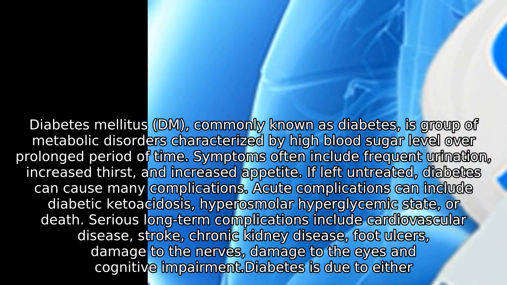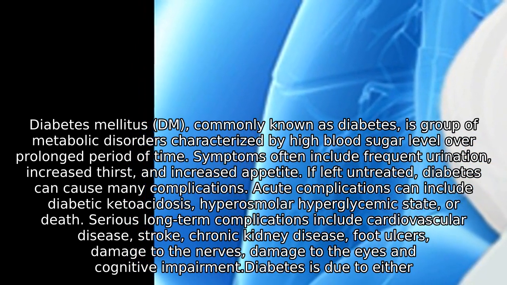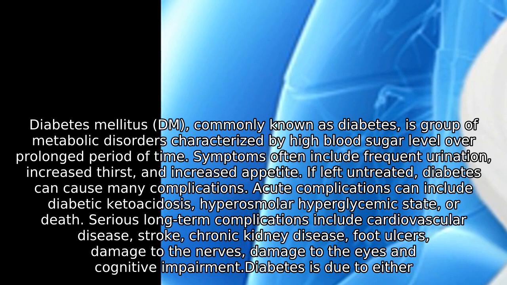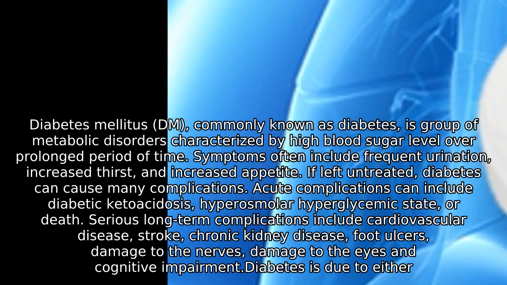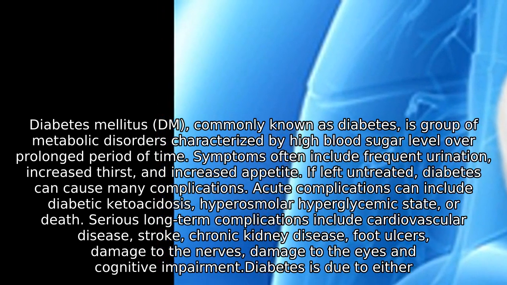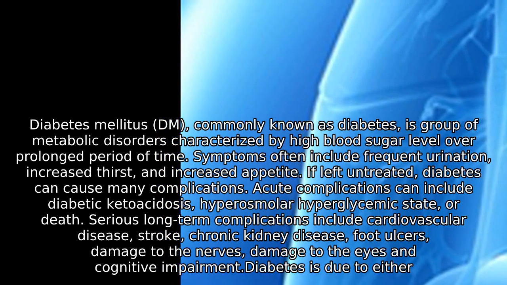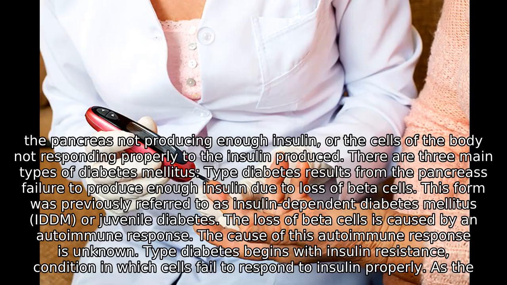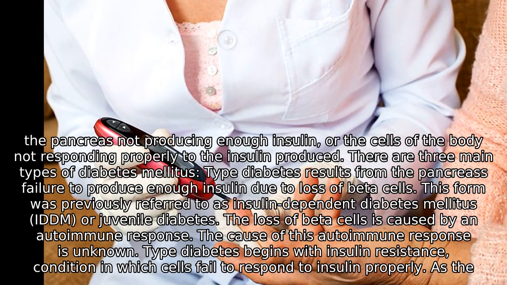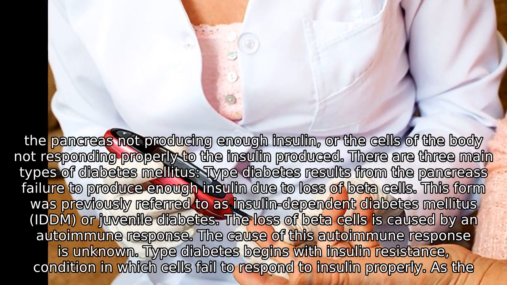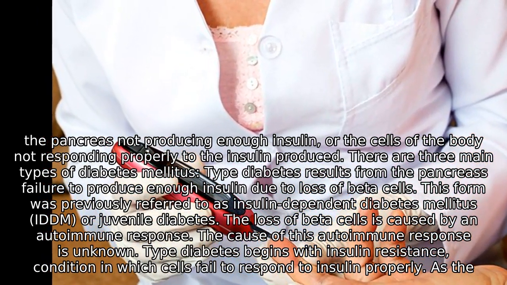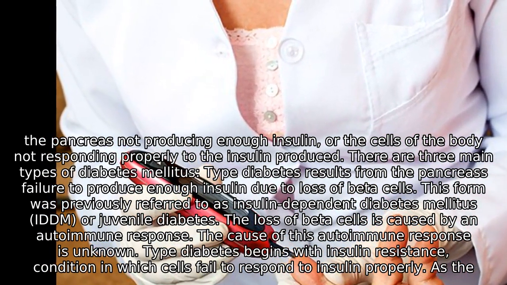Serious long-term complications include cardiovascular disease, stroke, chronic kidney disease, foot ulcers, damage to the nerves, damage to the eyes and cognitive impairment. Diabetes is due to either the pancreas not producing enough insulin, or the cells of the body not responding properly to the insulin produced. There are three main types of diabetes mellitus.